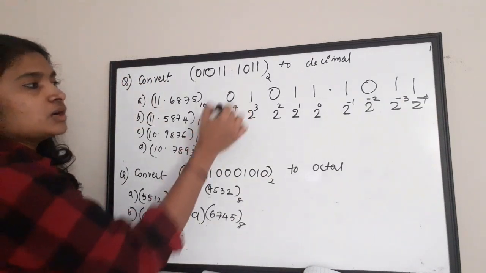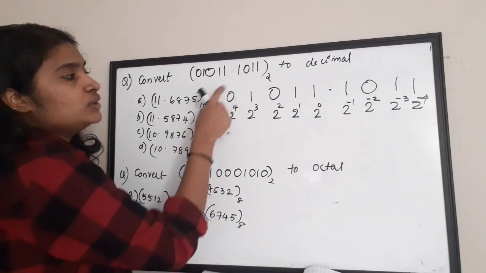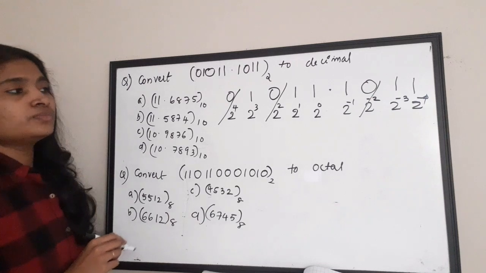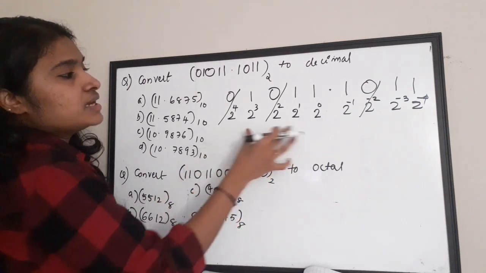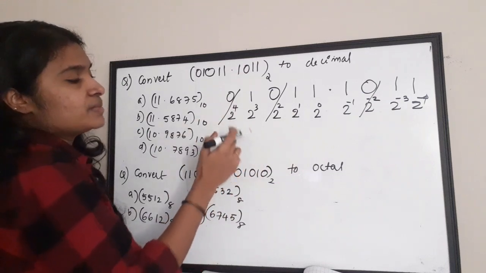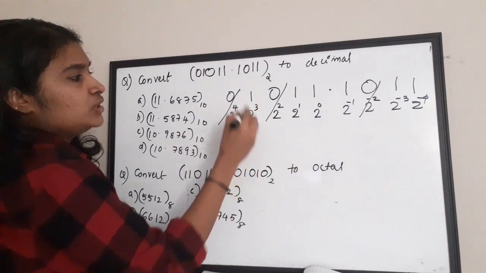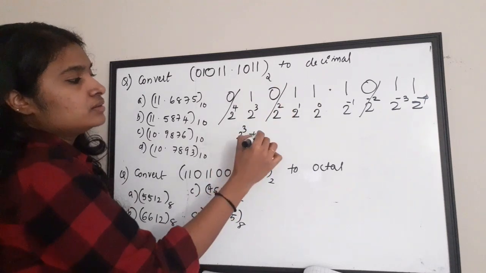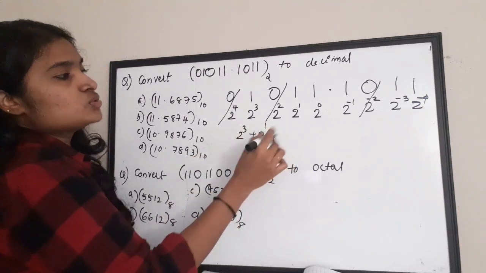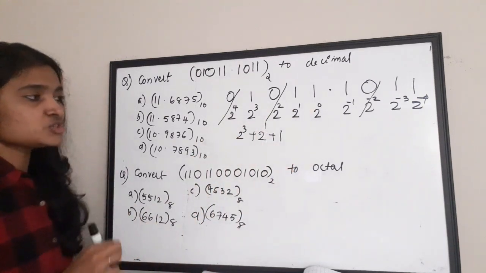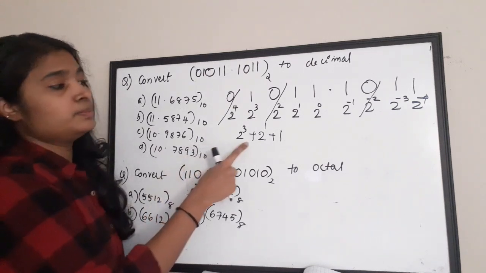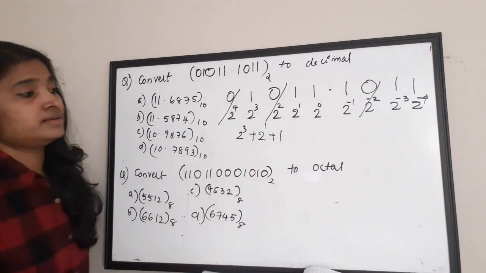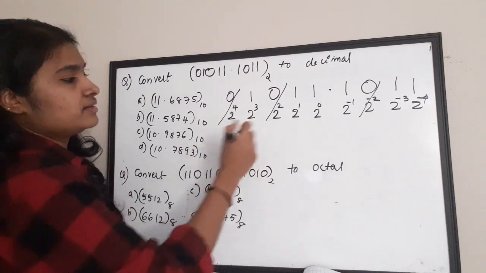Now, just cut out the values which have a value of 0 above. So, you can remove this, this, and this. Now, first add these numbers and find what value is coming. So, it is 2 raised to 3 into 1, that is 2 raised to 3 plus 2 raised to 1 into 1, plus 2 raised to 0 into 1, means 1. So, 2 raised to 3 means 8, plus 2 raised to 1 means 2, plus 1. So, 8 plus 2 plus 1 is 11. So, the value is 11.